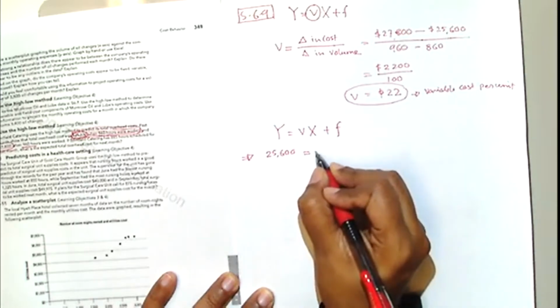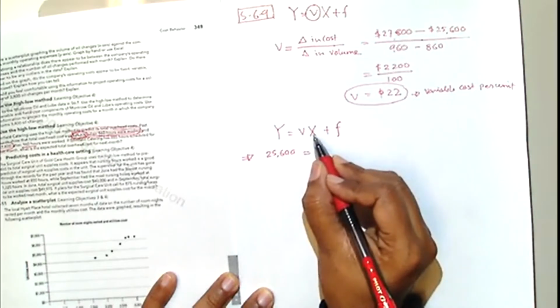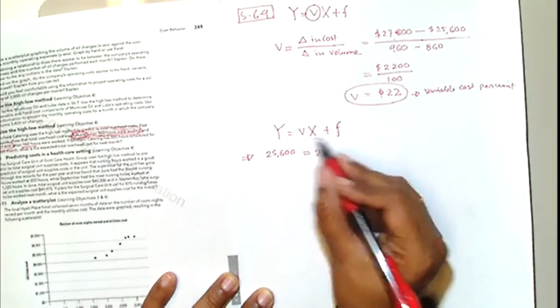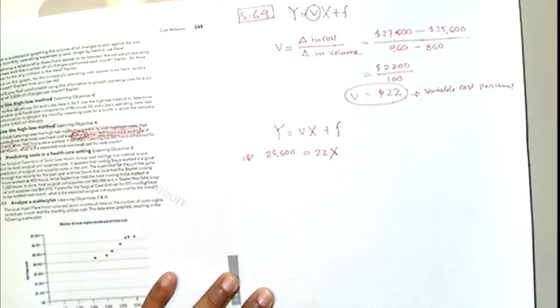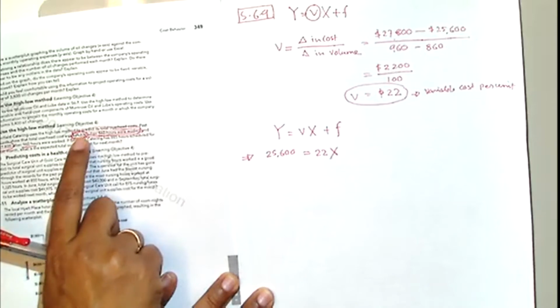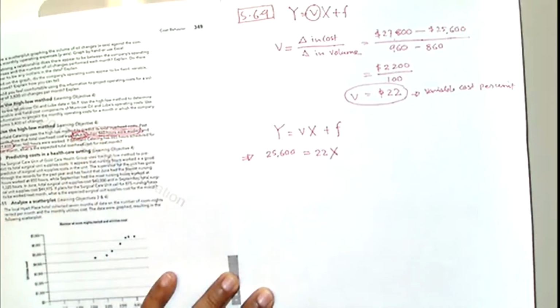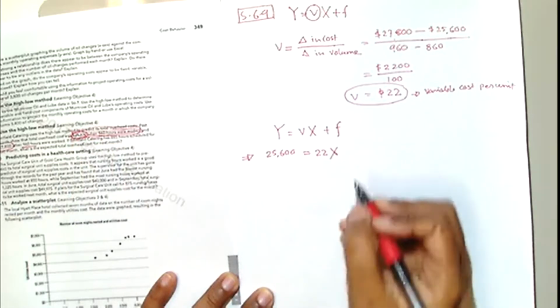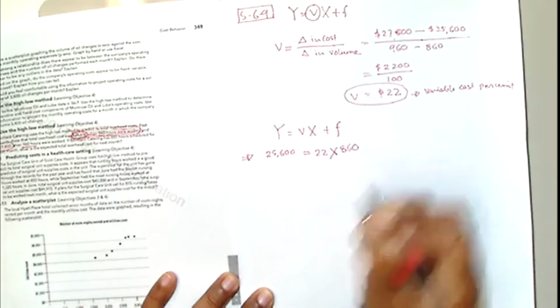22. So I'm writing V here, 22. VX means V multiplied by X. These two together means times. So I'm multiplying it by X. X is our volume, which is hours. So for $25,600 cost, you have to work like 860 hours. That means for this 25,600 cost, your X is 860. So for X, I'm going to plug in 860.